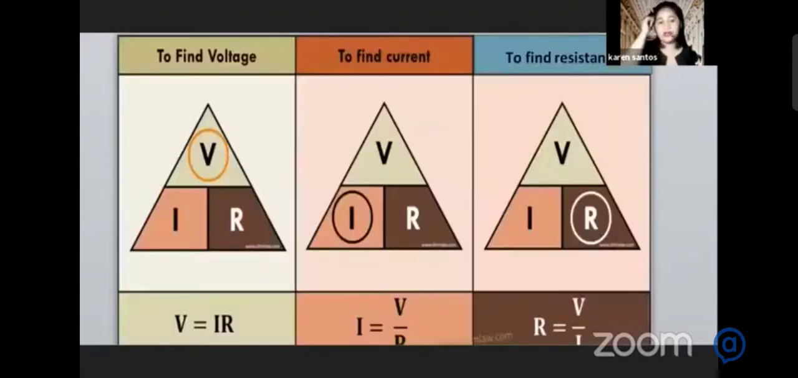So that is very simple. If you want to find the voltage, just cover the V and you get V is equal to I times R. When we look for the current, the formula is current I is equal to V, or voltage, divided by R. And if we find the resistance, R equals voltage divided by I. All right?